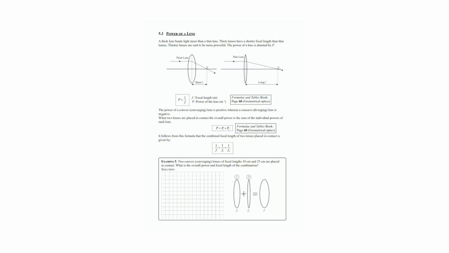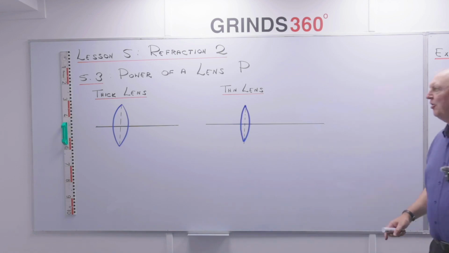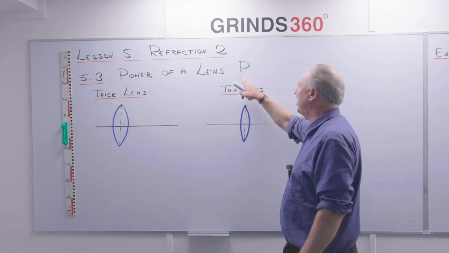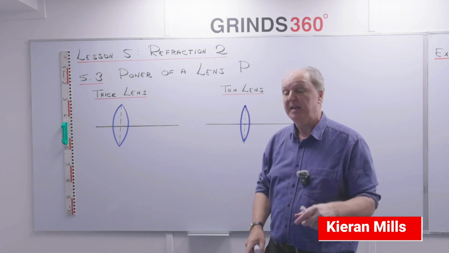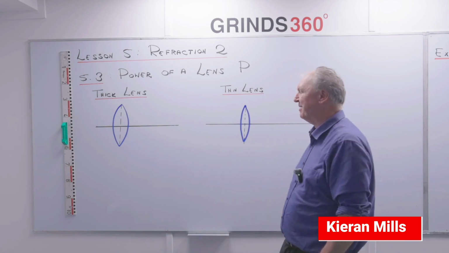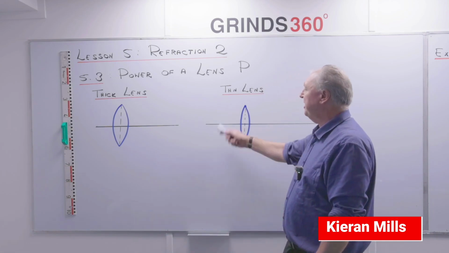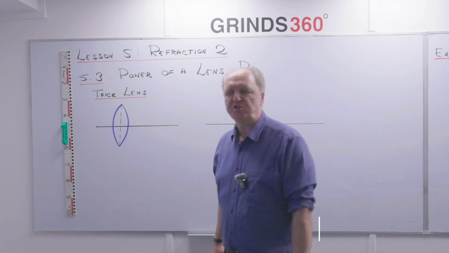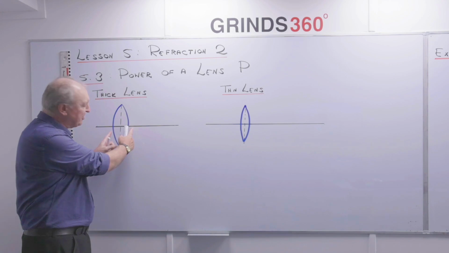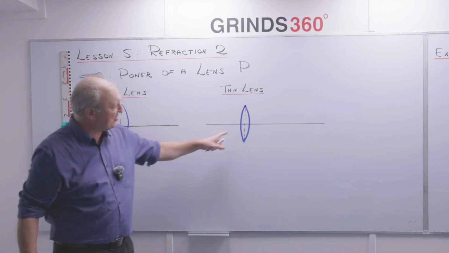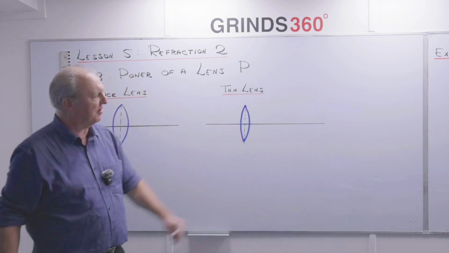So let me explain it in detail using the board. So we're going to call the power of the lens P. But as I've already said to you, it has a different meaning to power in physics being work divided by time. I've got here 2 convex or converging lenses. I've got a thick lens. You can see it's much thicker at the center. And I've got a thin lens, thinner at the center.